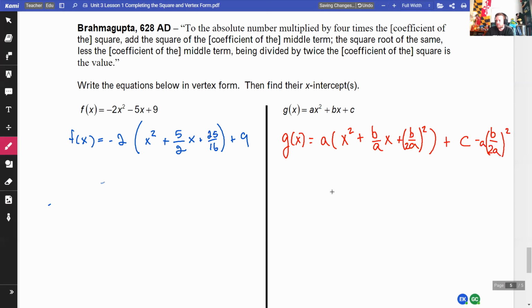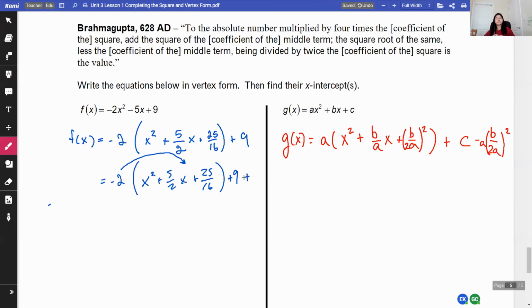Okay. So negative 2. I almost forgot it earlier. x squared plus 5 halves x plus 25 sixteenths. Factoring this will be easy. Plus 9 minus. Oh, wait, not minus. Plus, because I have negative 2 times 25 sixteenths. I have subtracted 25 eighths. So I need to add 25 eighths to my problem.